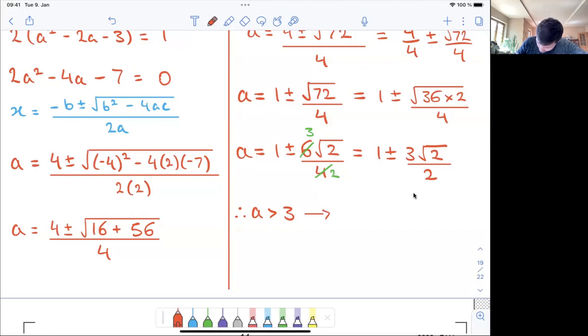And so a is equal to 1 plus 3 over 2 multiplied by the square root of 2. And that is the answer to part C.